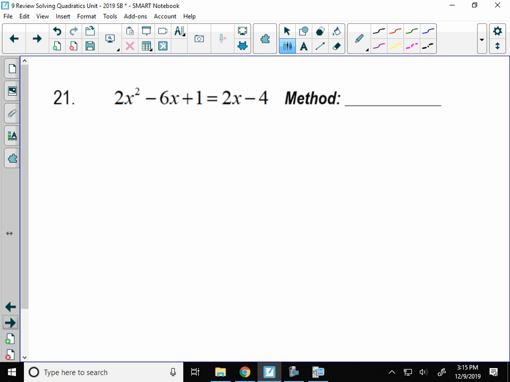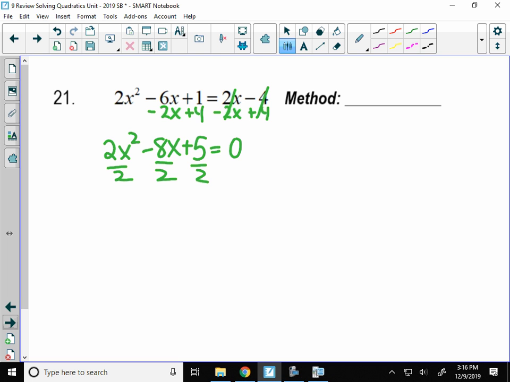Last problem. First thing I'm going to do again is make this into standard form. Subtract 2x from both sides and add 4. So then you'll have 2x squared minus 8x plus 5. Now, if I don't want to use complete the square, I mean, you could, the middle term is going to be even, but I'd have 5 over 2. I'd have a fraction. We don't really like those fractions.